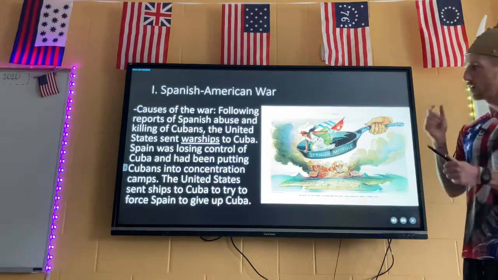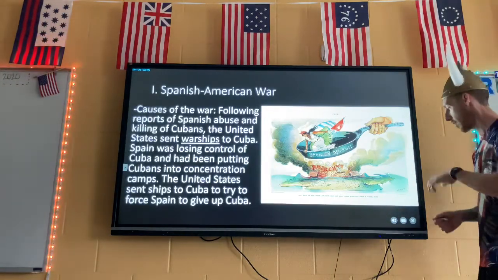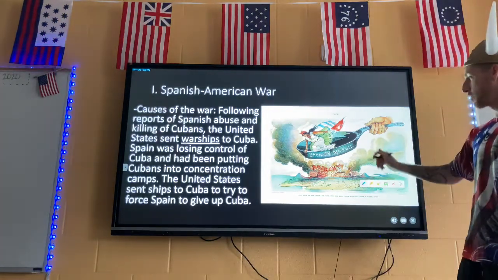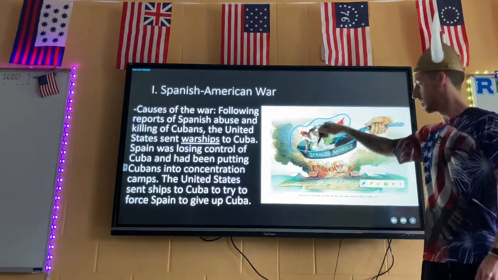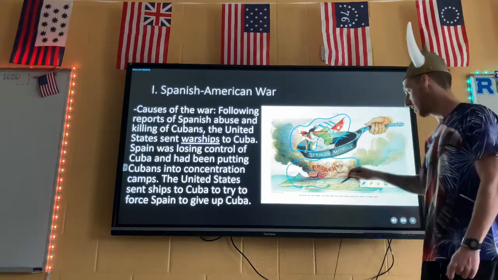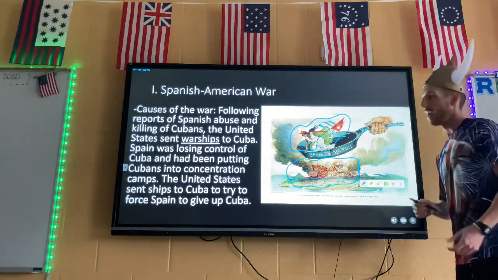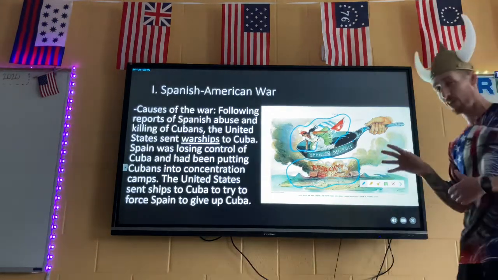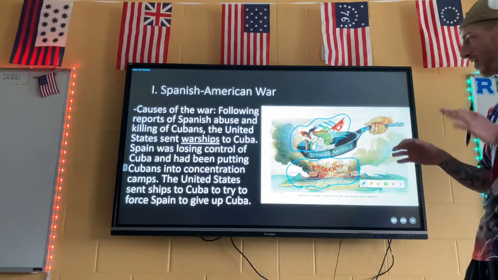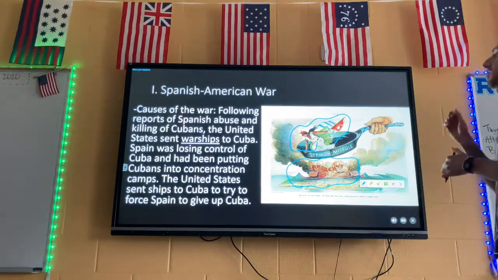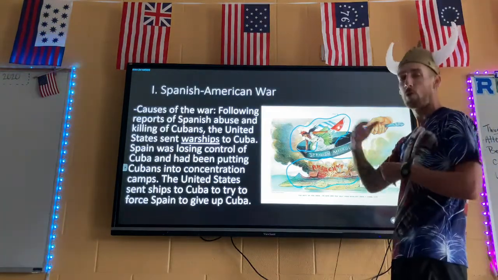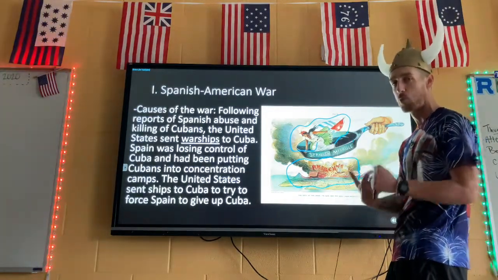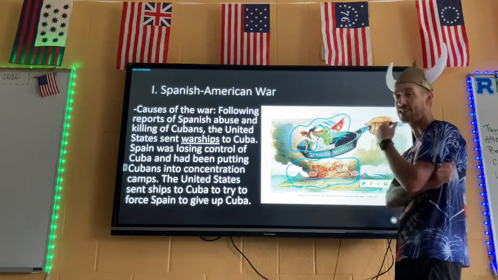All right. So here's why it starts. Here's the whole reason for it. And we got a little bit ahead of ourselves there, but here's why it happens. So the Spanish are not being nice to the Cubans. And because of that, Cubans start to revolt, all right? And the United States is just looking on at this situation like, yo, this is very close to Florida, maybe we need to keep an eye on this, okay? So Spain is losing control because the Cubans are revolting, they're fighting back, and Spain is starting to lose this war in Cuba. And the United States, like I said, they see an opportunity.